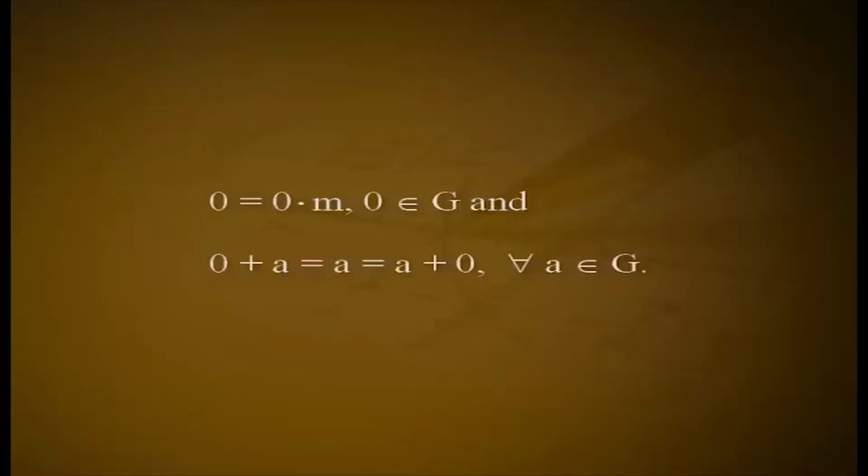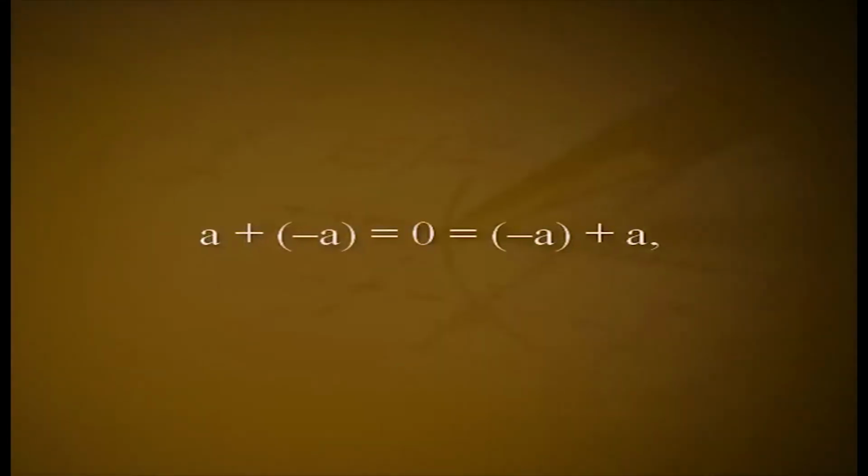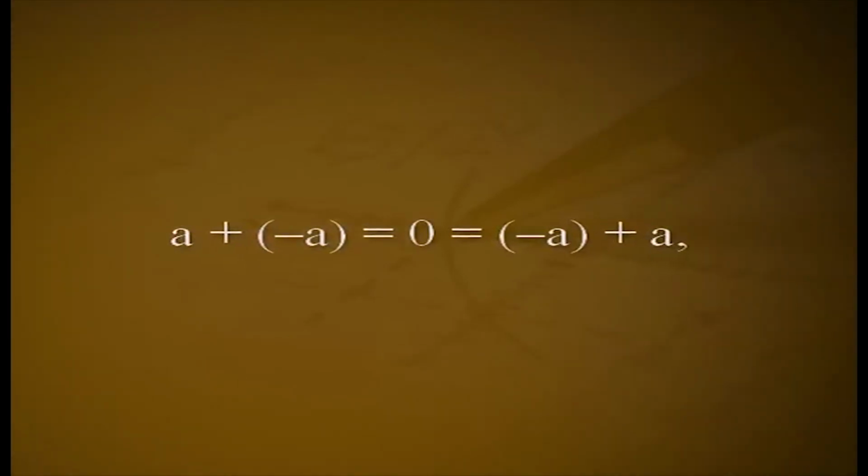G2. Since 0 = 0 times m, 0 belongs to G and 0 + A = A = A + 0 for every A in G. Therefore, 0 is the identity. G3. Let A belong to G, then A = rm for some integer r. Now, -A = (-r)m is also a multiple of m, so that -A belongs to G, and also A + (-A) = 0 = (-A) + A, showing that the inverse of A is -A and is in G. Hence, G is a group with respect to addition. Also, G is an abelian group of infinite order.